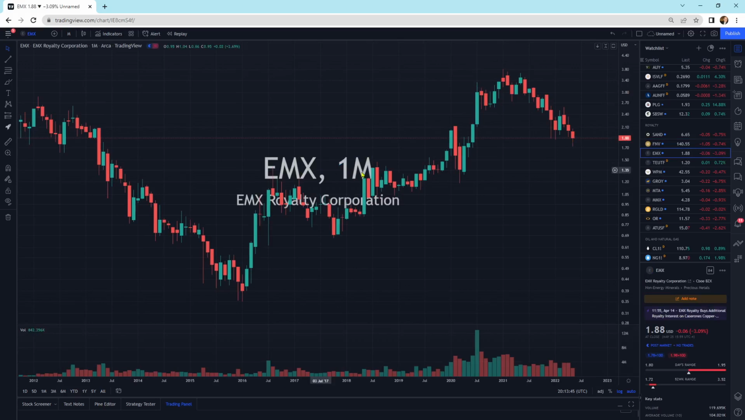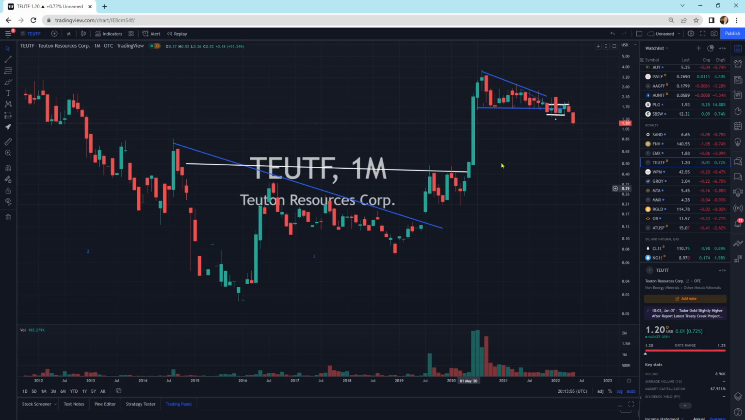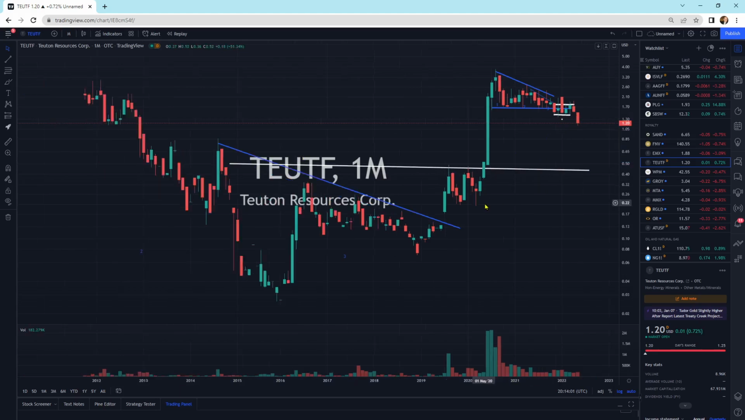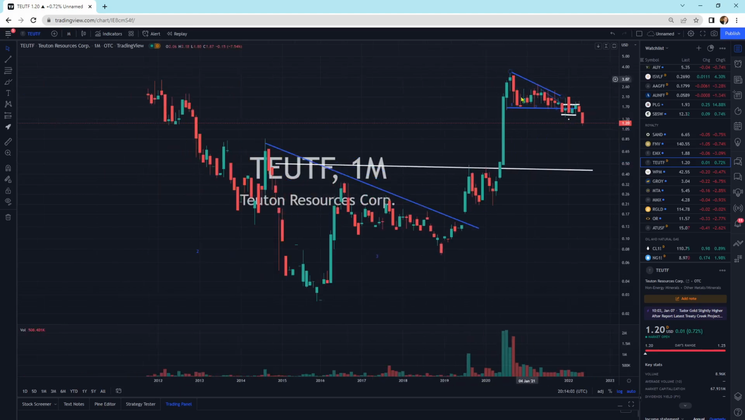We have a nice, good support underneath here. So we've broken out. Now we're doing kind of a retest move, if that line ever decides to show up. There's that line coming across. Teuton Resources, another one that's heading back. We've broken out of this bad boy here. Maybe it comes back a little bit more, maybe it doesn't, but nice big move higher there.